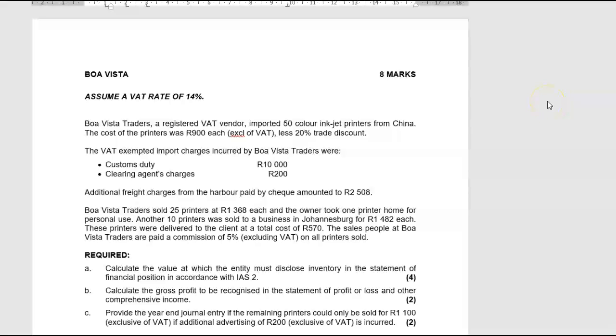Good morning. Let's do a quick recap of what cost price of inventory is all about. Let's have a look at Boa Vista. We have to assume a VAT rate of 14%. Boa Vista is a registered VAT vendor.